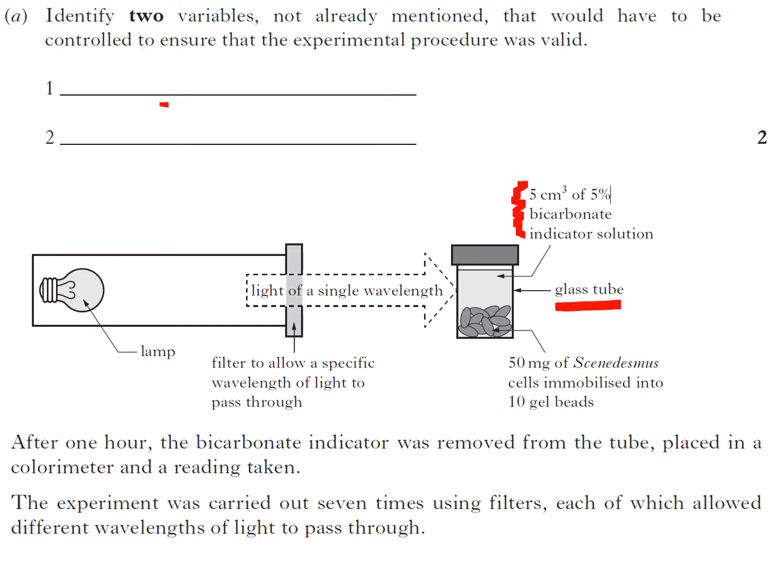You certainly could talk about the cells in terms of they should all be the same age, the same algal type. That's reasonable. And you could talk about the gel beads because you want them to be all exactly the same diameter, because otherwise you're going to have a different density of algae within each gel bead. Seven times using filters, I think all of this is reasonable, but where the lamp is, you're going to have to make sure that this is the same distance every time so that you get the same light intensity coming through. That's your main ones.